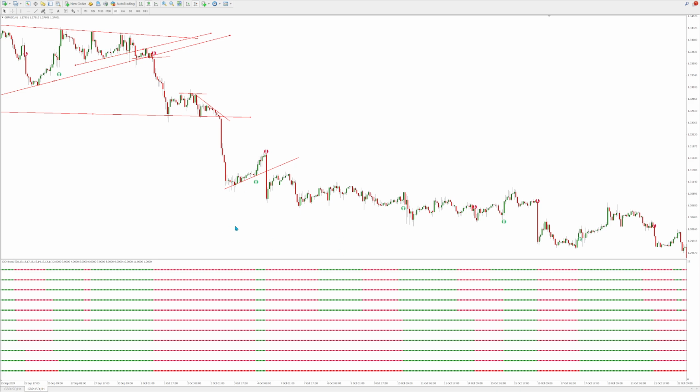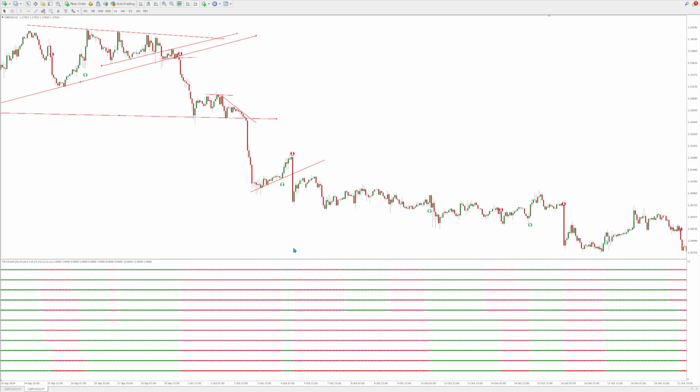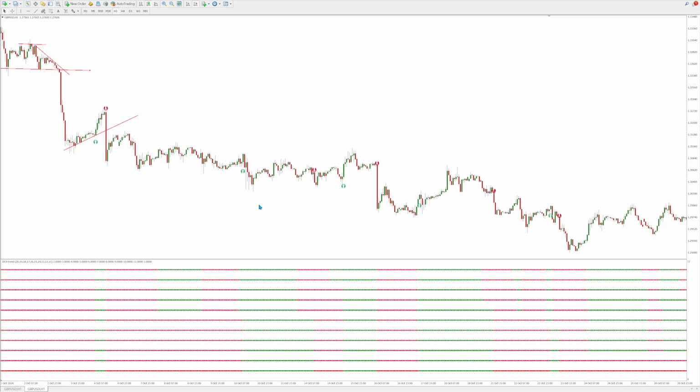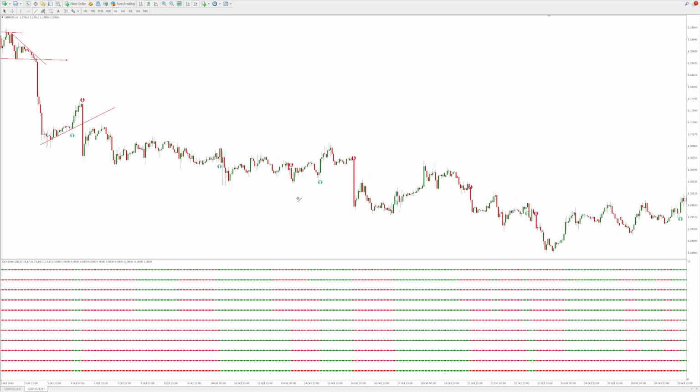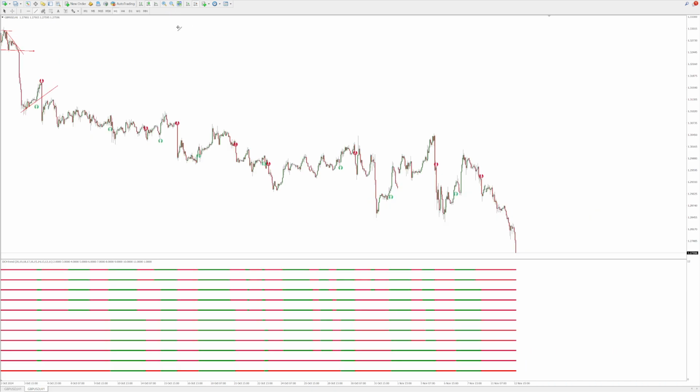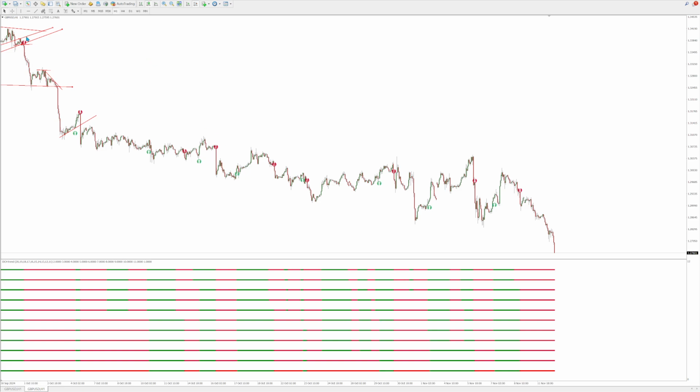Okay, so the indicator can be lagging in some instances there. It would have missed that opportunity. That being said, as we continue on down this trend, there would have been another opportunity there. I'll just zoom out for you. So the other opportunities were here. Again, this is why I don't rely solely on indicators.